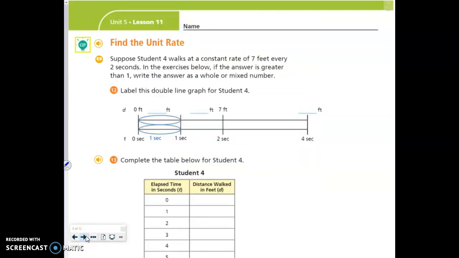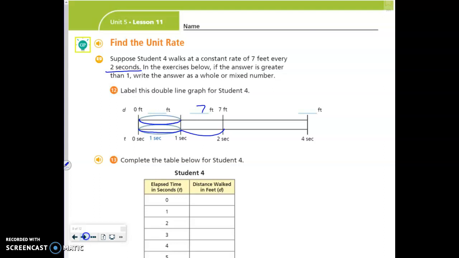They tell us now that we've got another student, this is going to be student 4, who walks at a constant rate, still constant, of 7 feet for every 2 seconds. Notice this is not a unit rate anymore because it is per 2 seconds. So our double number line here isn't exactly the same either, because at 1 second we don't know how far he's walked yet. They haven't given us that information, but at 2 seconds we do know that he's walked 7 feet. All right, so now how am I going to figure out how far he's walked for our unit rate?